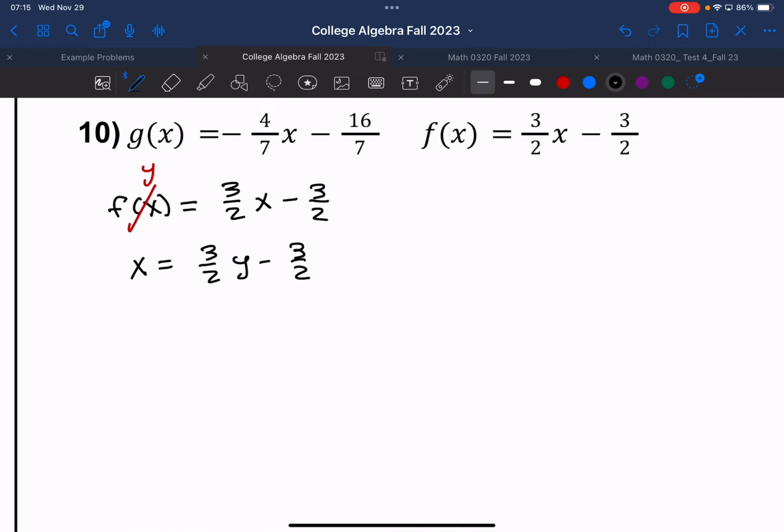First, we got to add the 3 halves. So remember, we got to get the y completely by itself. So add that 3 halves. Usually you're adding or subtracting first to get that first part out of the way, and then you're multiplying or dividing to get the y by itself. So I have x plus 3 halves is equal to 3 halves y. Okay. Now what am I going to do to cancel out that 3 halves?